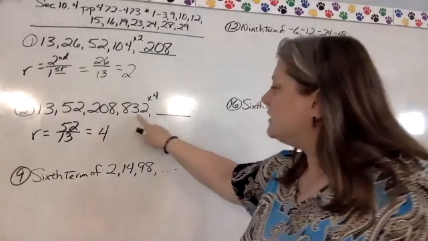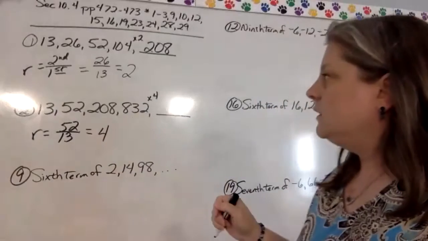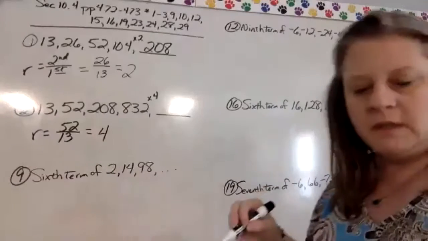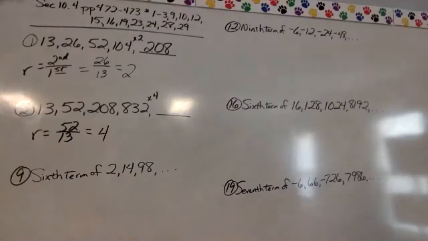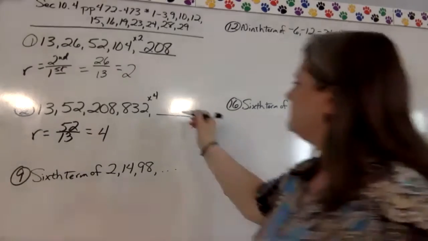So I've got 832 times 4, which is 3,328.